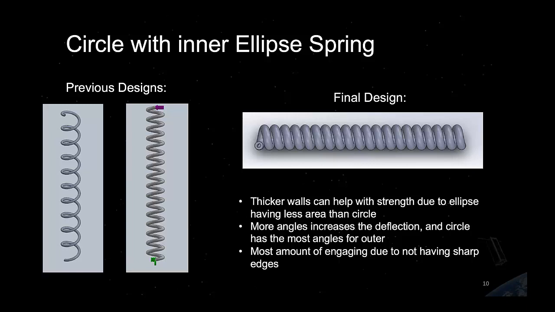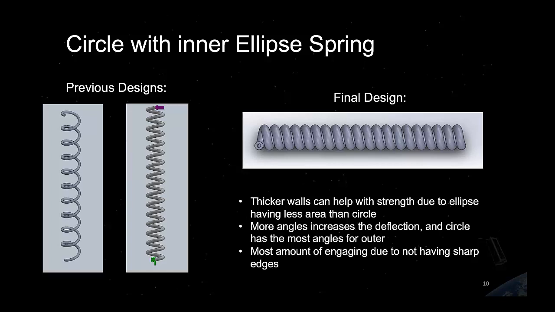And at the end, the main three reasons why I decided to go with this design are, first, thicker walls that can handle stress better. Second, more angle increases the deflection, and the circle has the most angles for the outer shape. So we started with a triangle and then we moved to a square and so on. And as we added more angles, we started seeing better results. And obviously I chose to go with a circle because that has almost the most amount of angles.